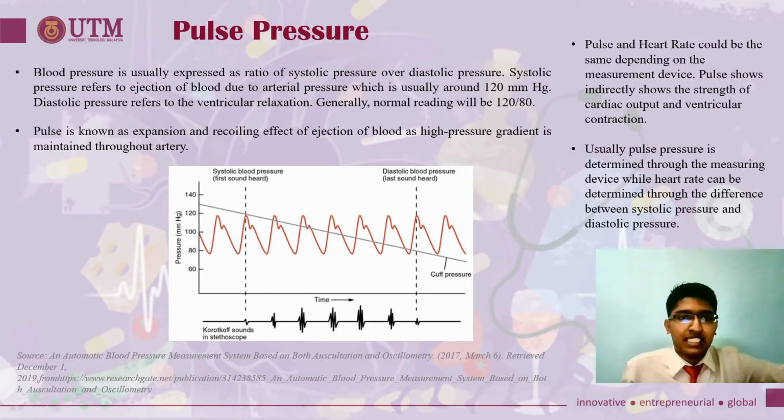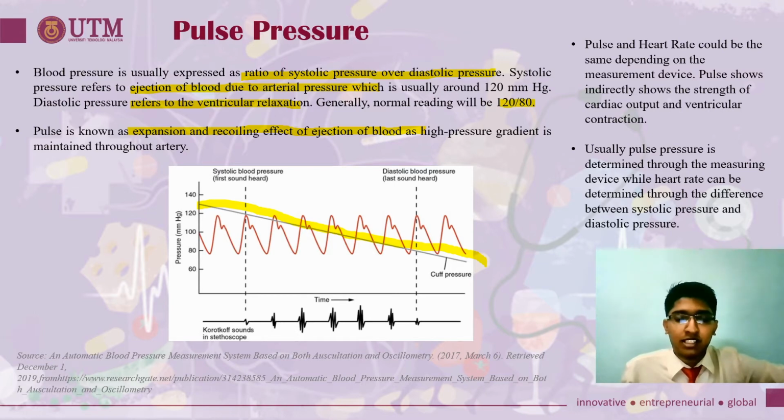Pulse pressure is actually from blood pressure, where blood pressure is expressed as a ratio of systolic pressure over diastolic pressure. Systolic pressure refers to ejection of blood pressure due to arterial pressure, and diastolic refers to ventricular relaxation. Normally, a blood reading will be 120 per 80, and pulse is known as the expansion and recoiling effect of ejection of blood, as a high pressure gradient is maintained throughout the artery as well.